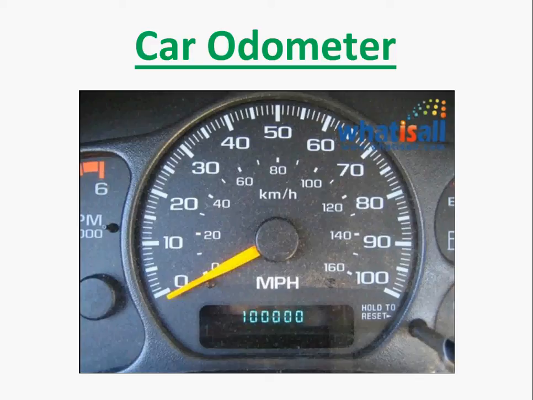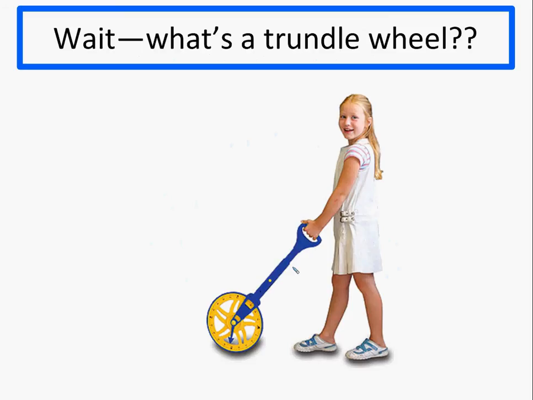length. So, for example, this is an odometer. The odometer is located in your car, and it tells you how many miles you've driven. This is a trundle wheel. This has an odometer on it as well, but instead of driving, you're walking. You push this wheel, and it tells you how many feet you've walked.